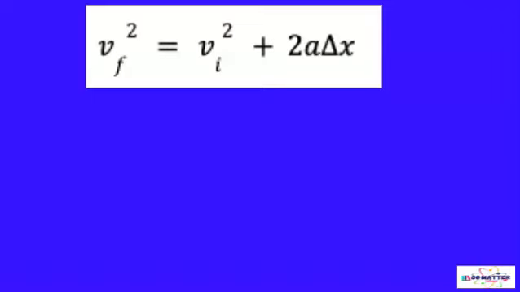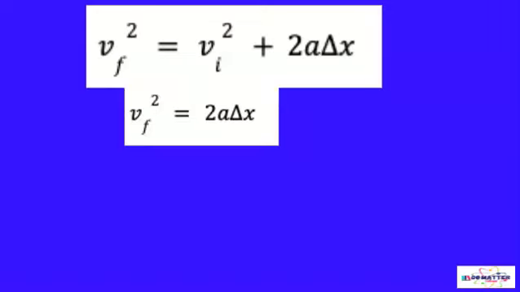If we consider the formula, final velocity squared is equal to initial velocity squared plus 2 times acceleration times the change in position, or the displacement. For a stopping car, the final velocity is 0. Then our formula becomes the final velocity squared is equal to 2 times acceleration times change in position.